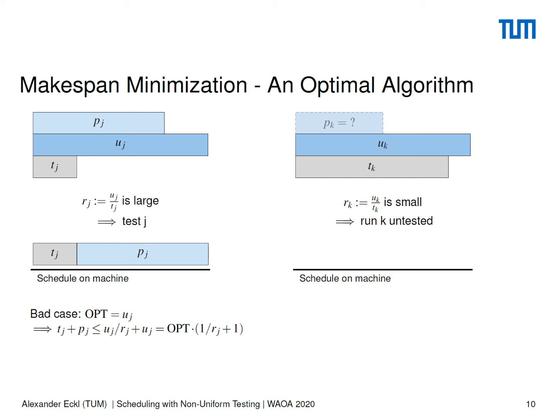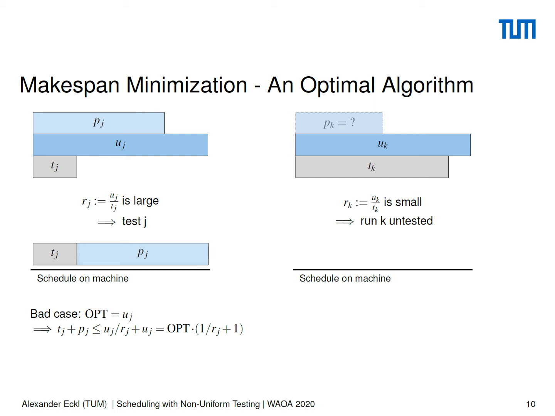But now we can estimate that against Uj divided by Rj, because that is the definition of Rj, plus Uj, because Pj is always upper bounded by Uj. This gives us the optimum times a factor of 1 over Rj plus 1. On the other hand, consider the second job, K.